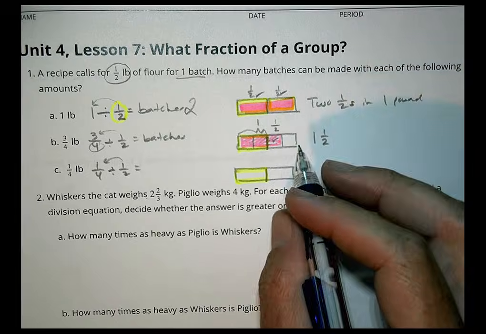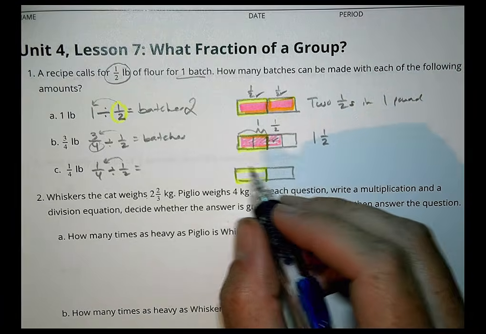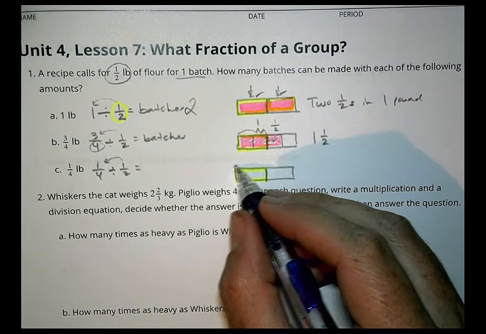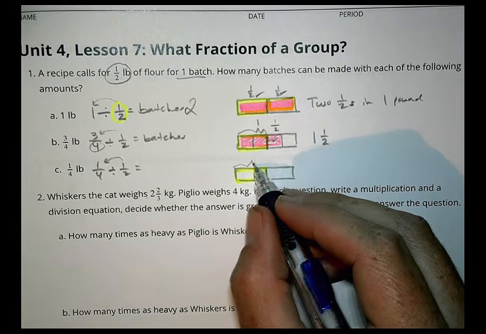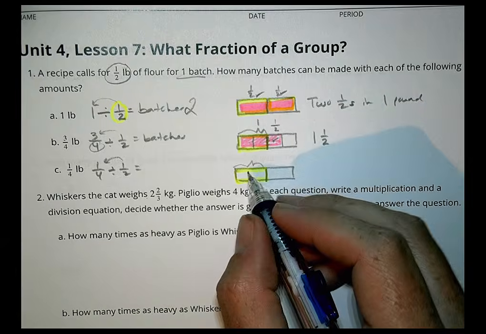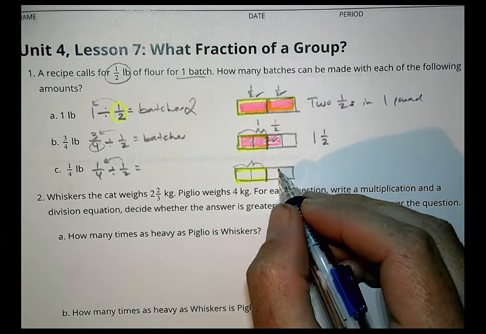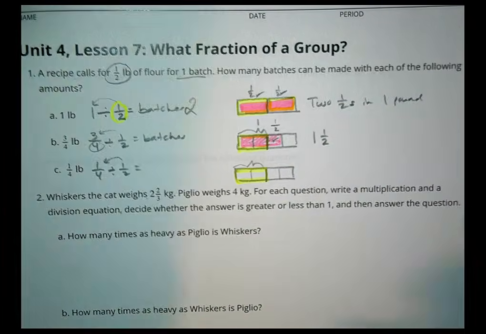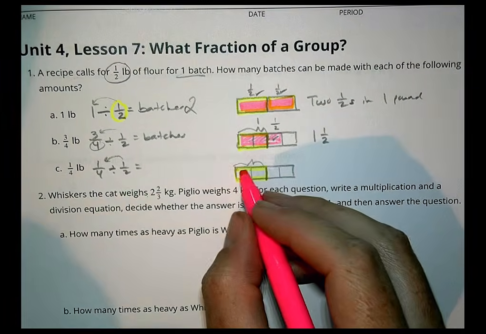For the next one, I want to know how many halves are in a 1/4. So there's my half there. And when I cut the whole thing into fourths, I can see here that I have a 1/4 right there.